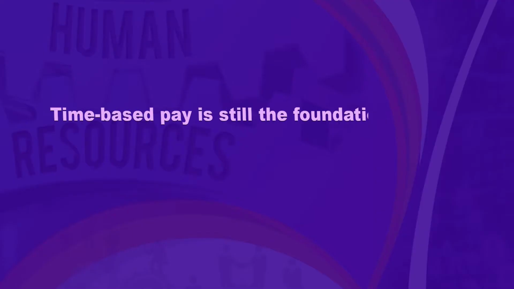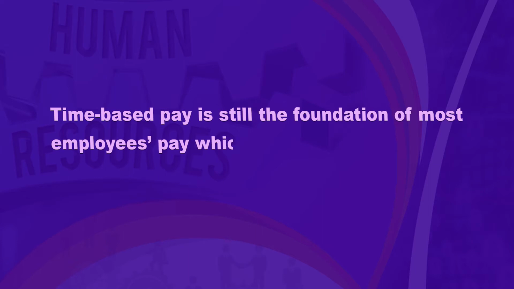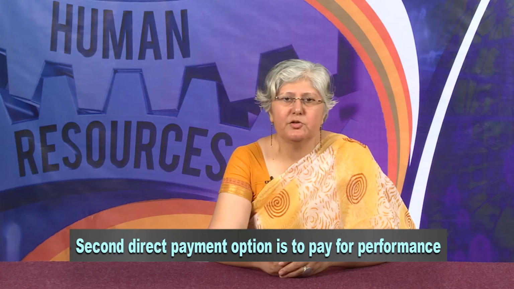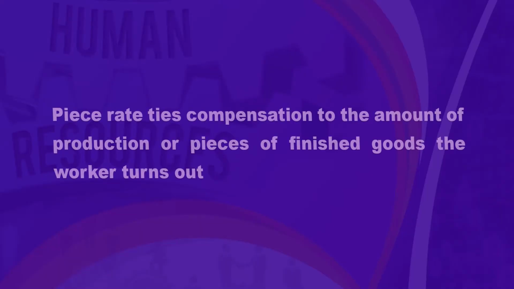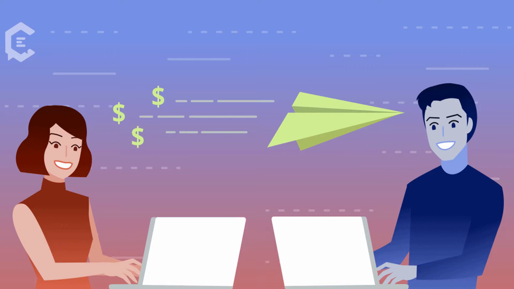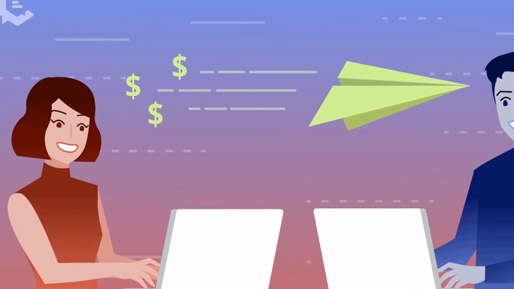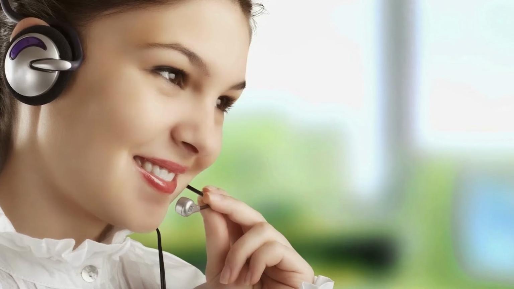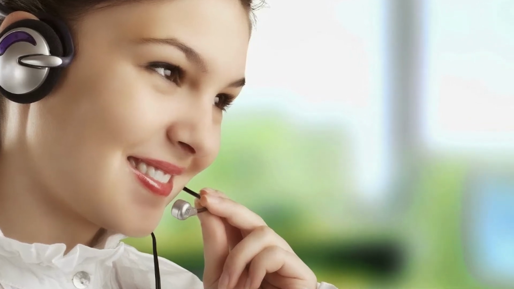Time-based pay is still the foundation of most employees' pay, which is calculated on hourly, weekly, monthly, or yearly basis. The second direct payment option is to pay for performance. For example, piece rate ties the compensation to the amount of production or pieces of finished goods the worker turns out. Translators, for example, get paid on the translation work done per page. Telecallers may be paid per call made every day.